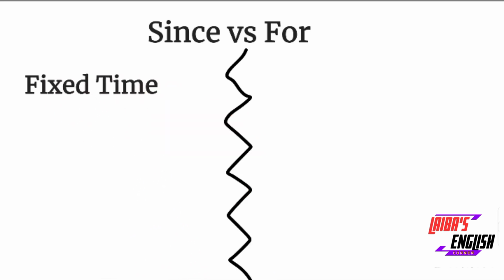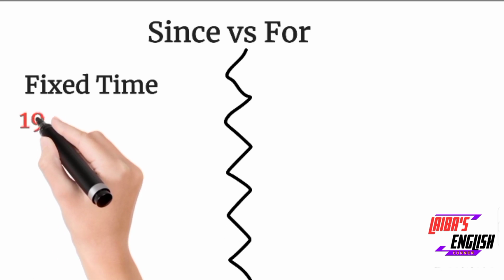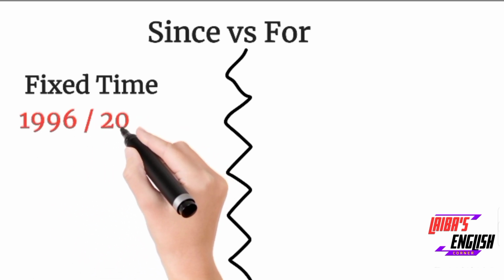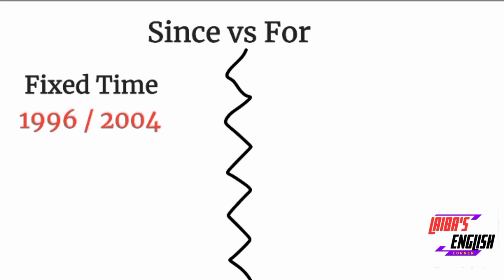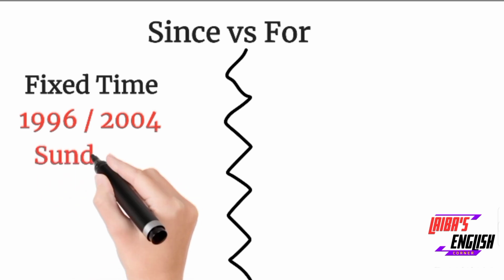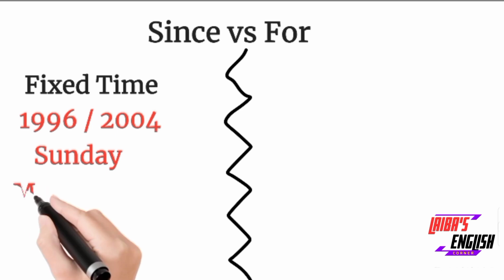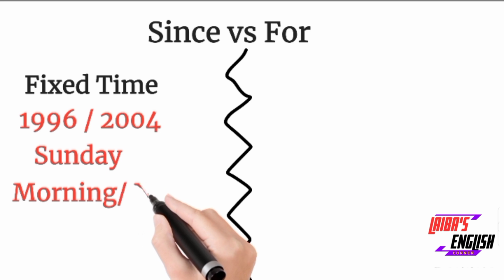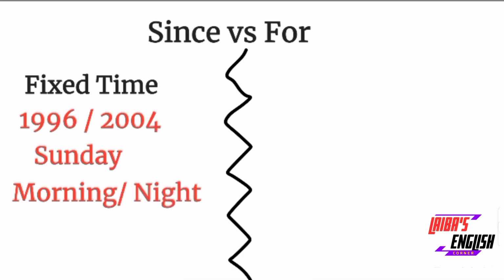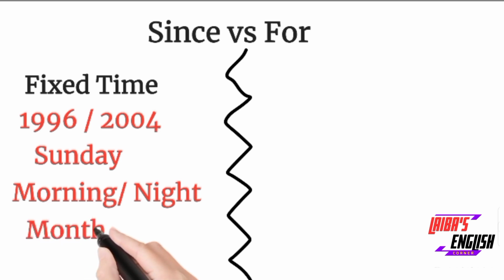Since is used when the time is fixed, when you know the time. For example, 1996. I am clear about the time I am talking about, 1996 or 2004. It is also a fixed time. We are talking about a particular year. Next example is Sunday. I know Sunday comes after Saturday and before Monday, so it is a fixed time. Morning, evening, night. They always occur at their right time, so it is a fixed time.